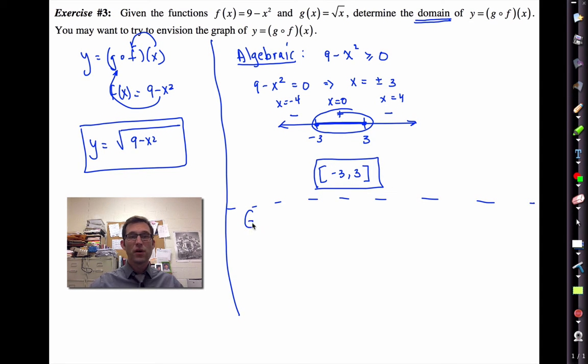Now in this one limited case, you can also think about it graphically. You can recognize that this is a semicircle. It's the upper half of a semicircle, that's all it is. 1, 2, 3, 1, 2, 3. And it's just this thing.